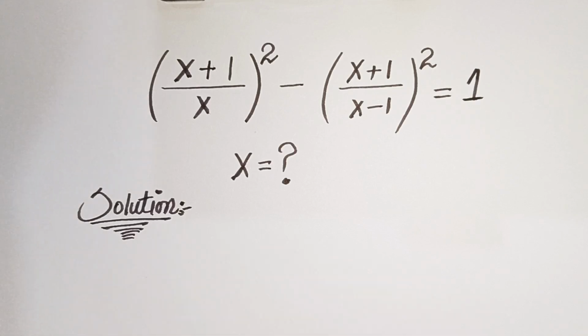Today our question is: (x + 1)/x, whole squared, minus (x + 1)/(x − 1), whole squared, is equal to 1. Here we have to find the value of x.